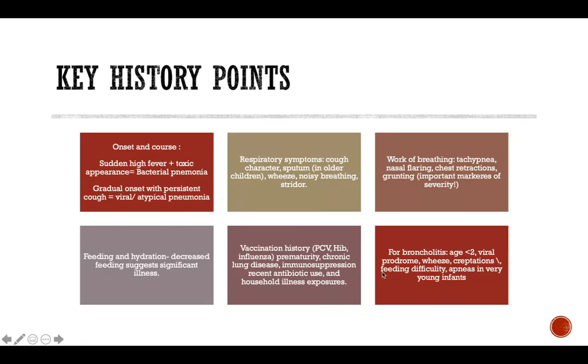But for bronchiolitis, the patients are usually younger than 2 years old. They have wheeze, crepitations, and feeding difficulty. You can see apneas in very young infants. And here's a key note: normally, bronchiolitis starts with rhinorrhea, like they have nasal discharge at the beginning of the disease.